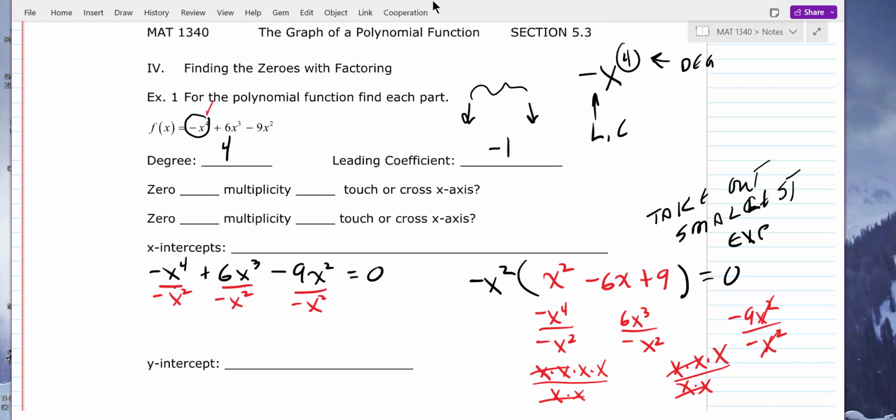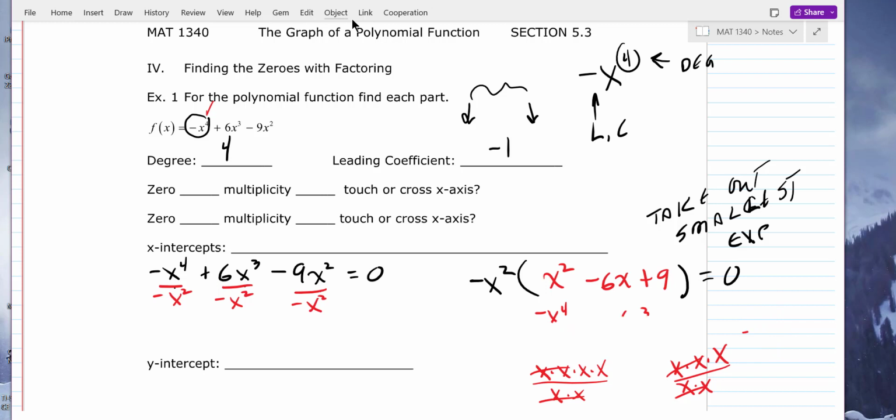One of the things you got to do when you factor, and if you're going to go to higher math, you better be a good factorer, trust me, is make sure you're right. Look at this. -x squared times x squared is -x to the 4th. -x squared times -6 is positive 6x to the 3rd. -x squared times 9 is -9x squared. So we know that's right. You have the ability when you factor to tell you're right.